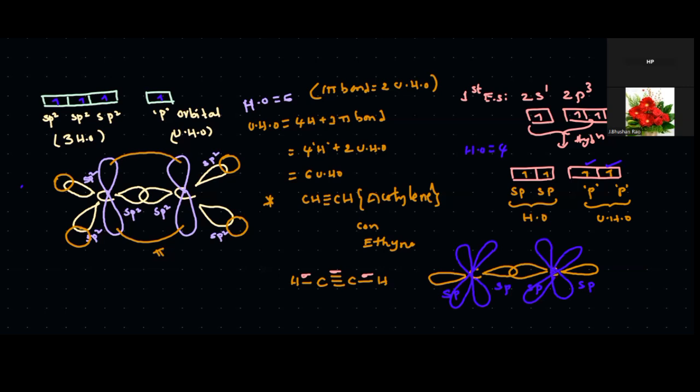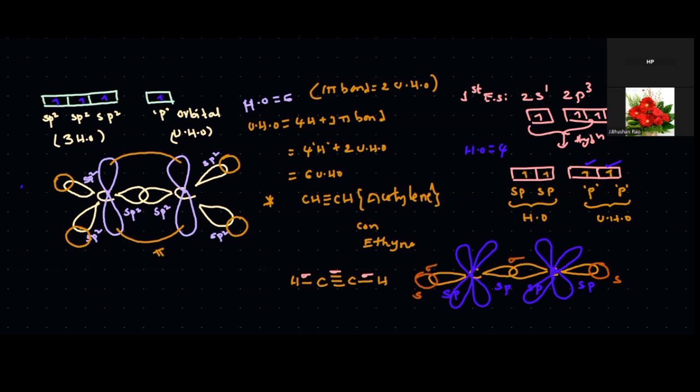Now, how many hydrogen atoms? 2 hydrogen atoms. This one forming sigma bond. Here also this one forming 1 sigma. That means sp-s sigma bond. It is sp sigma bond. It is sp-s sigma bond.